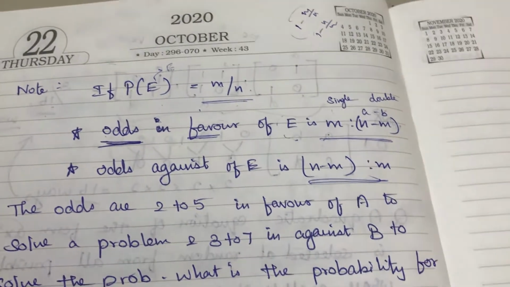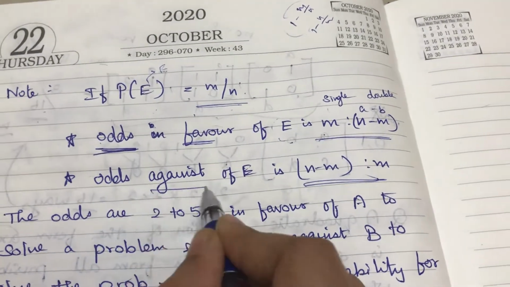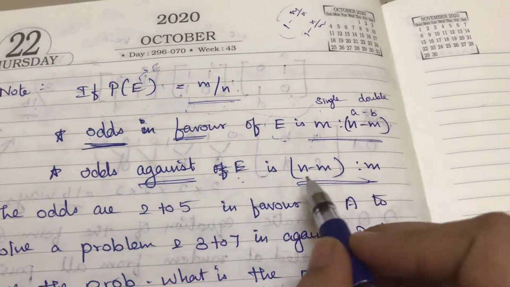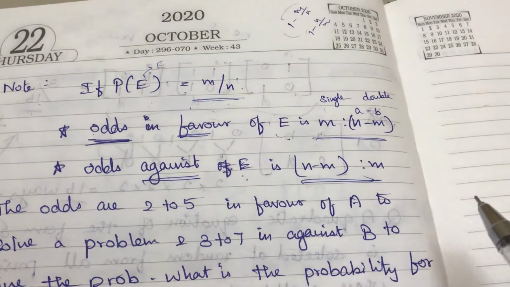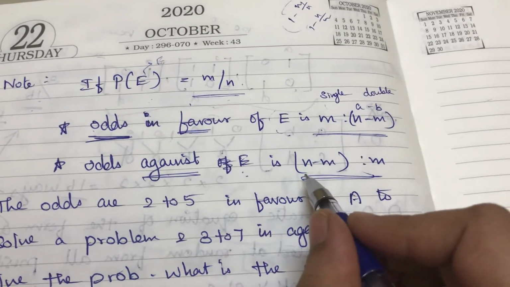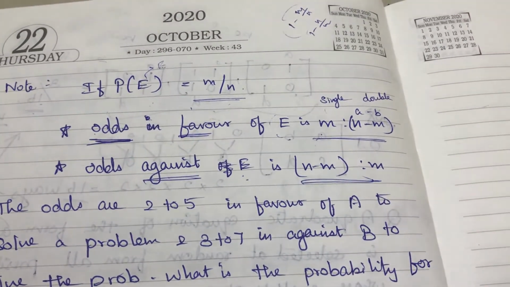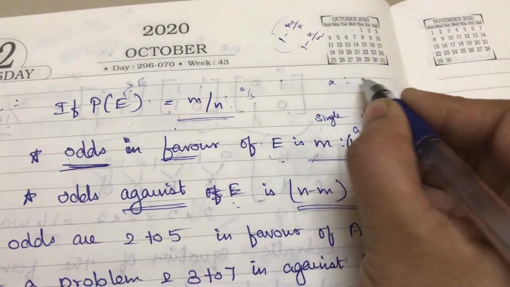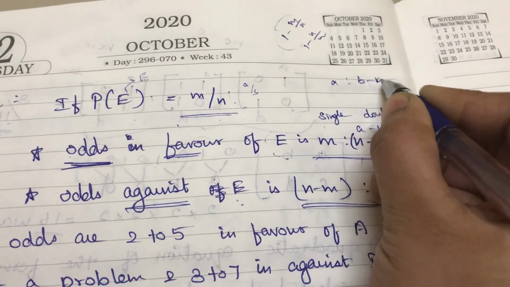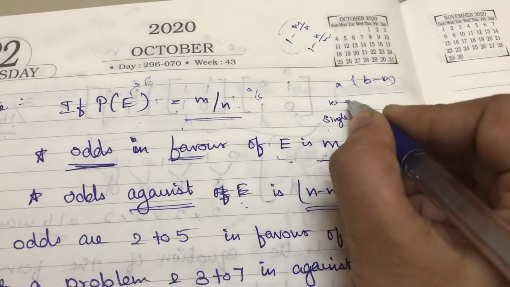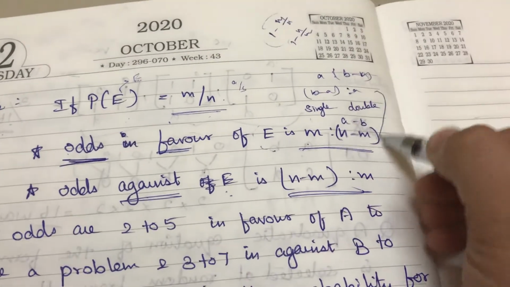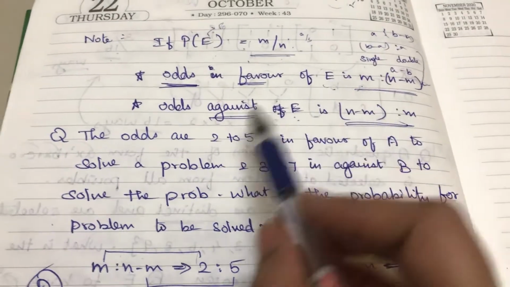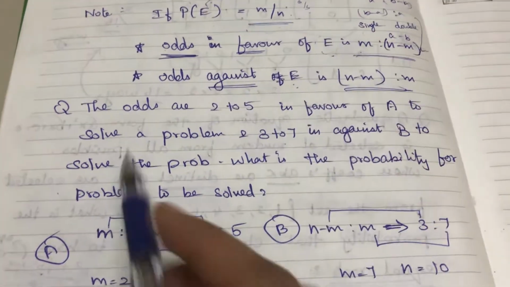Next, odds against E. Odds against E means double is to single, the same, N minus M is to M. If I take this as A by B, the answer will be A is to B minus A, and here B minus A is to A. So this is a term that appears here. Okay, so let's see a problem related to this note.